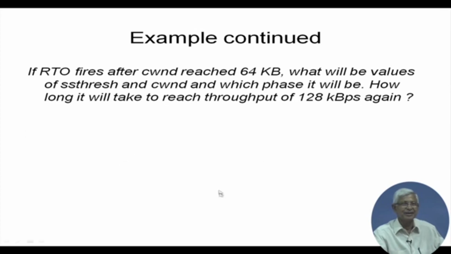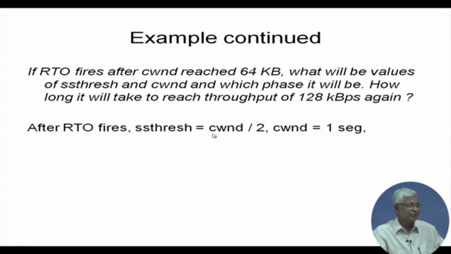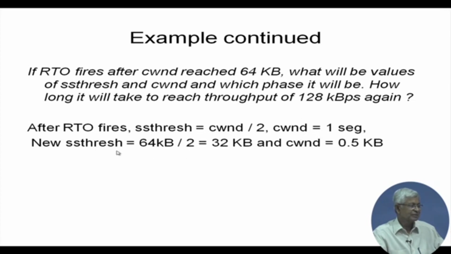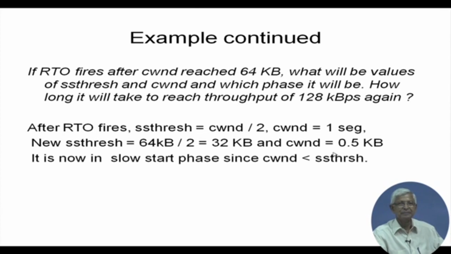So, let us do some calculation on that. Before that, if the RTO fires after CWND has reached the SS threshold, that is 64 kilobytes, what will be the values of the new SS threshold and CWND, which phase is it, and how long will it take to reach the throughput of 128 kilobytes per second again? After the RTO fires, the SS threshold will be set to CWND by 2, and CWND will be set to 1 segment. The SS threshold will be half of 64 kilobytes, which is 32 kilobytes, and CWND is 0.5 kilobyte. It is now in the slow start phase because CWND is lower than the new SS threshold.